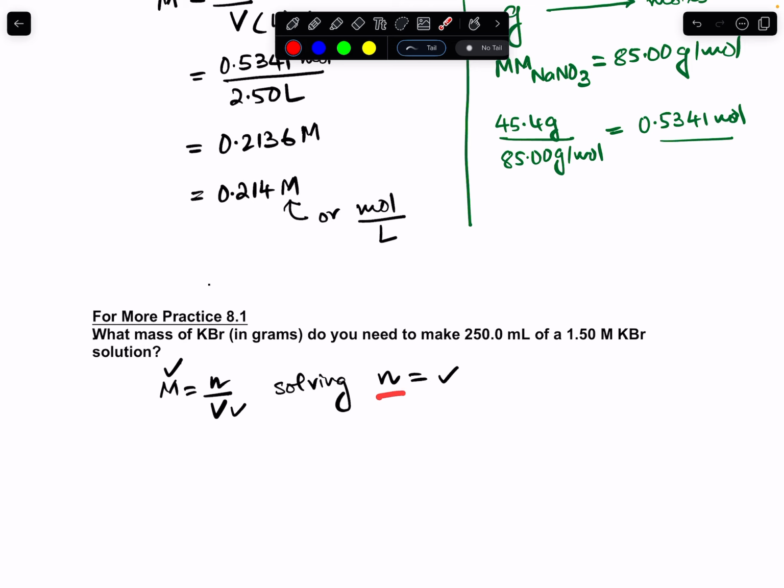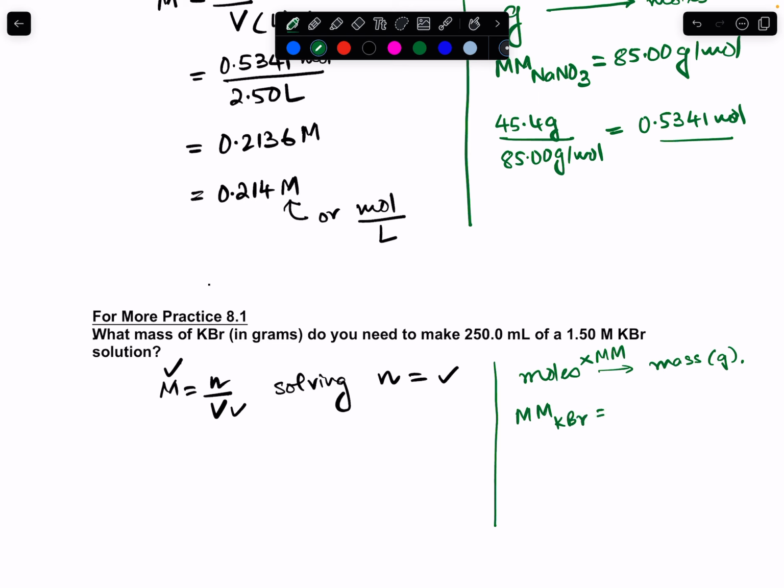The question is asking us for the mass, which means we need to know how to go from moles to mass in grams. To do that, you just need to multiply by the molar mass, which means that you have to find the molar mass of KBr. So let's find that out. The molar mass of KBr is 119.00 grams per mole.